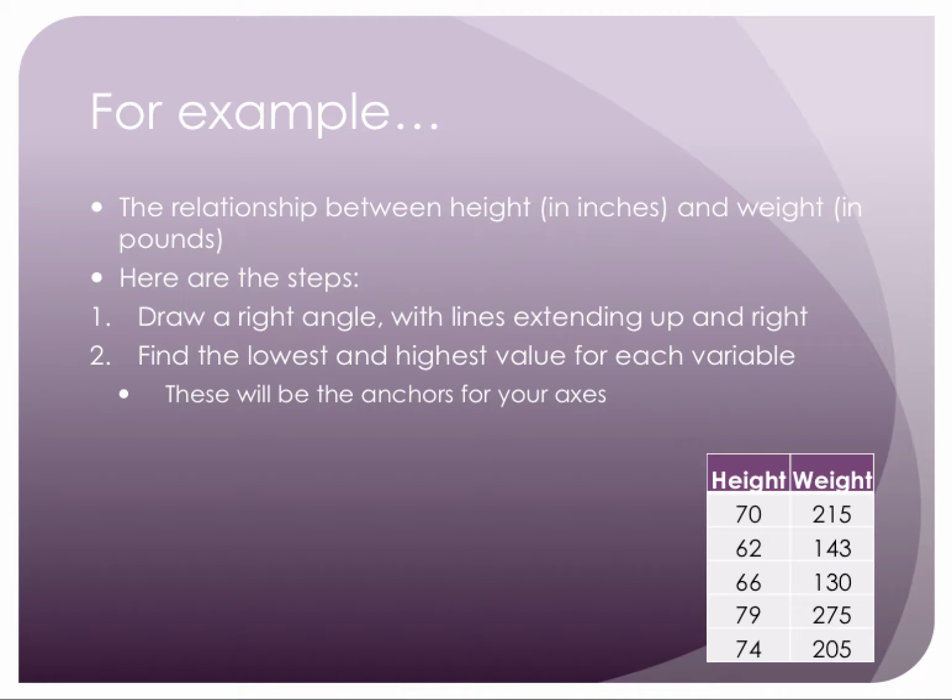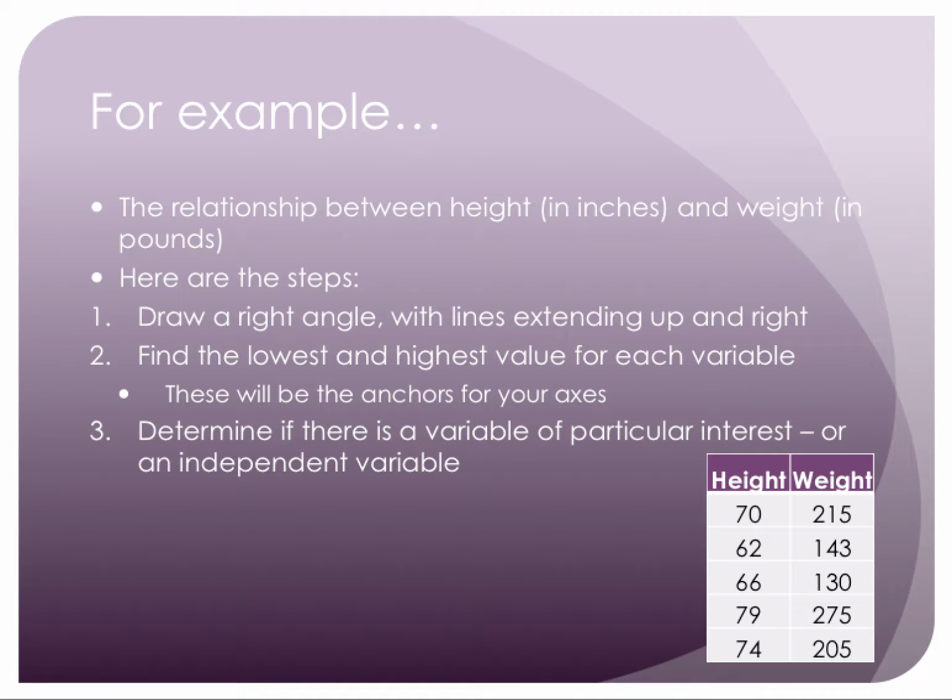Then we are going to find the lowest and highest value for each variable, and these are going to be our anchors for our axes. We're going to determine if there is a variable of interest or an independent variable, because it will depend on which axis we put each of our variables. You're going to plot your anchors and then plot your points. So let's go through it now.